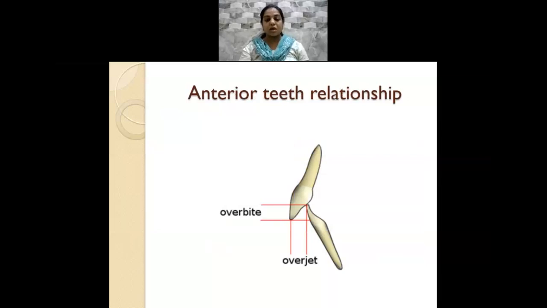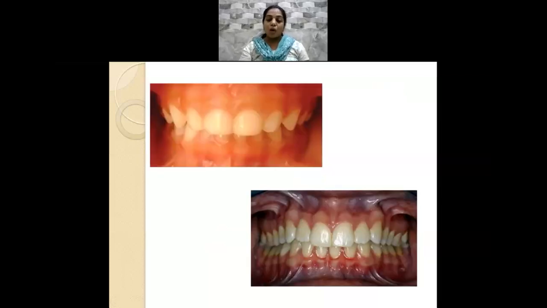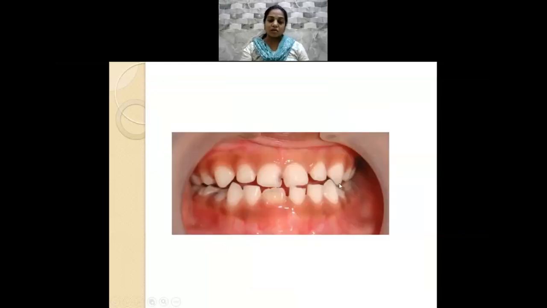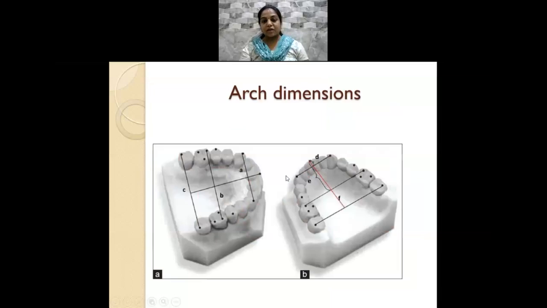Now, coming to the anterior teeth relationship, you have to know two terminologies, that is overbite and overjet. What do you mean by overjet? The horizontal distance between these two incisors is called overjet, and the vertical distance between the incisors is called overbite, in simple words. Overbite in case of primary dentition is increased, but not in case of permanent. This is the normal feature of primary dentition. There could also be an edge-to-edge relation in case of primary dentition.